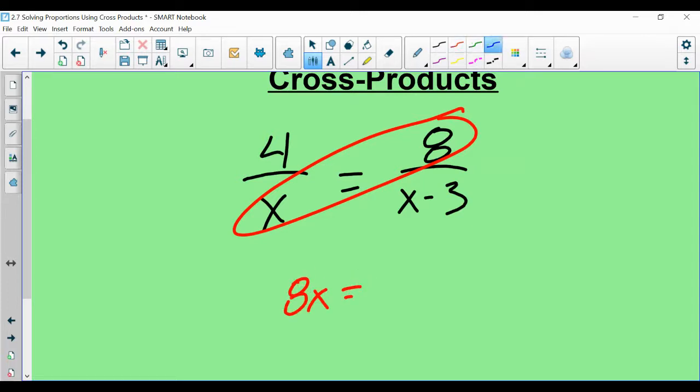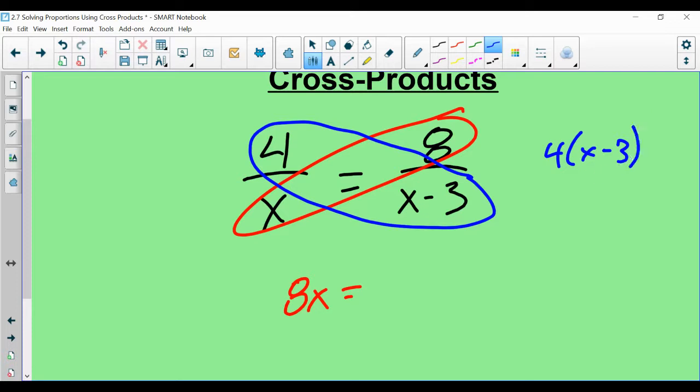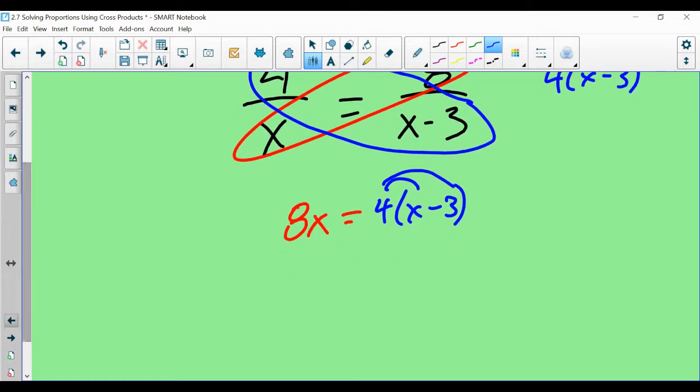And when you multiply this one, you're taking 4 times x minus 3. This is essentially this, right here, 4 times x minus 3. Do not just multiply the 4 times x and then leave it as minus 3. You have to remember to distribute that 4, because 4 is being multiplied by all of it, not just the x. That'll give us 8x is equal to 4x minus 12.